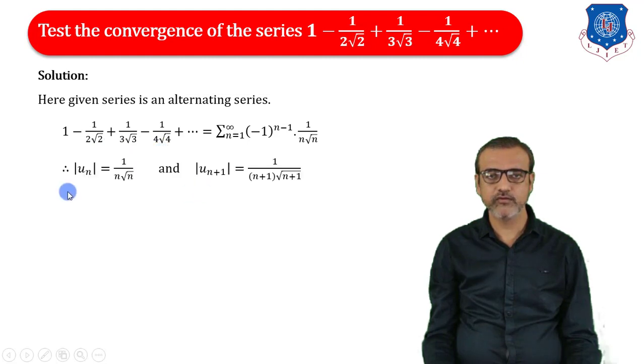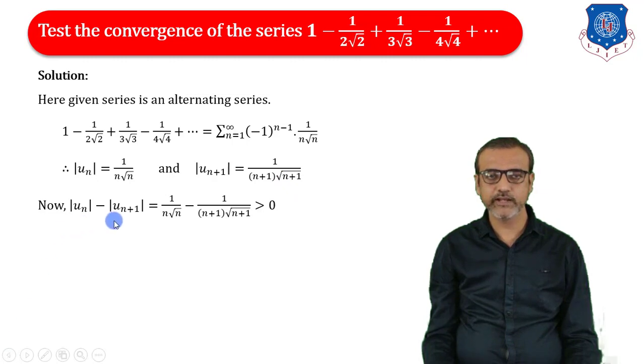Now first of all we will find |u_n|. So |u_n| is equal to, neglecting this term, (-1)^(n-1), 1 upon n root n. Now we will find |u_(n+1)|. For u_(n+1) we will just replace n by n+1. So this is equal to 1 upon, replacing n by n+1 and again replacing n by n+1, so it is (n+1) root (n+1).